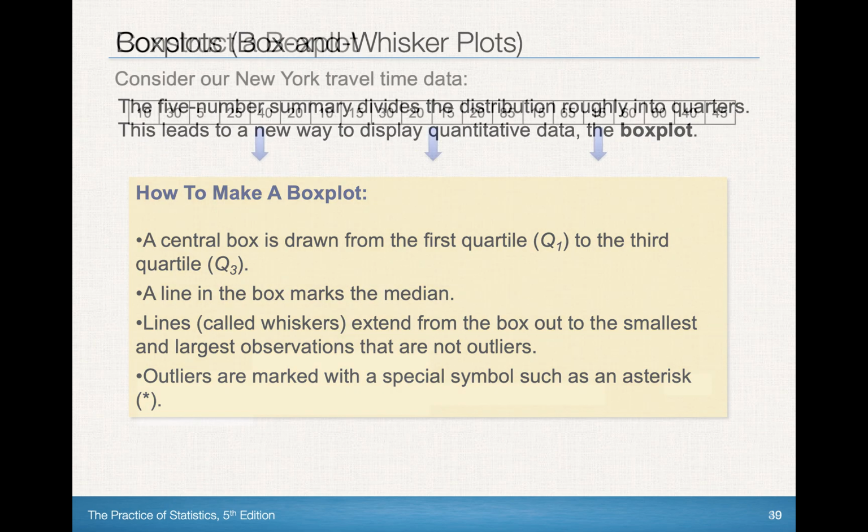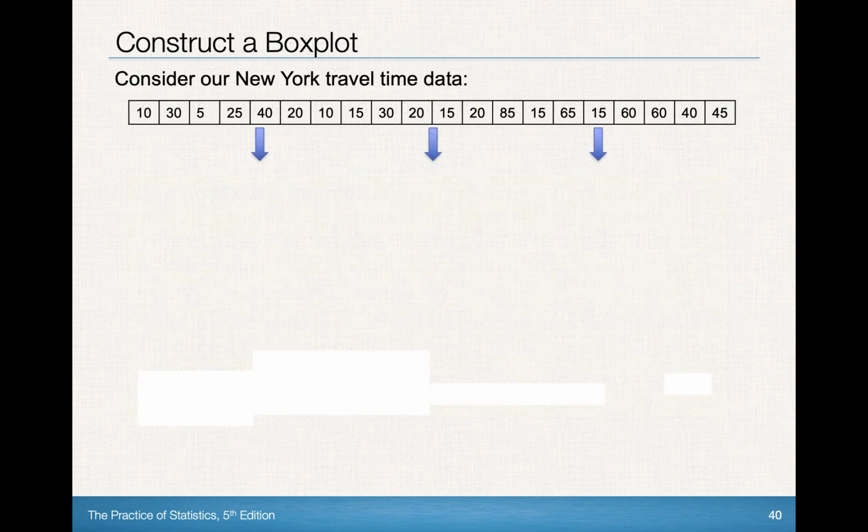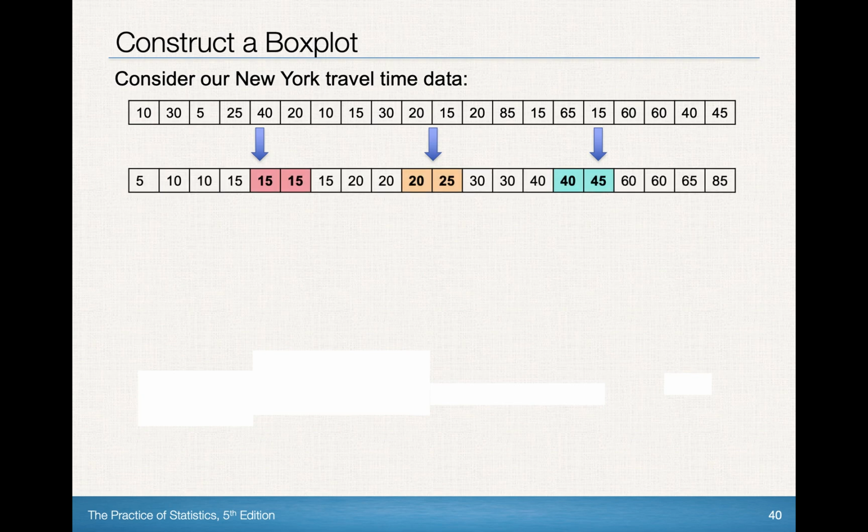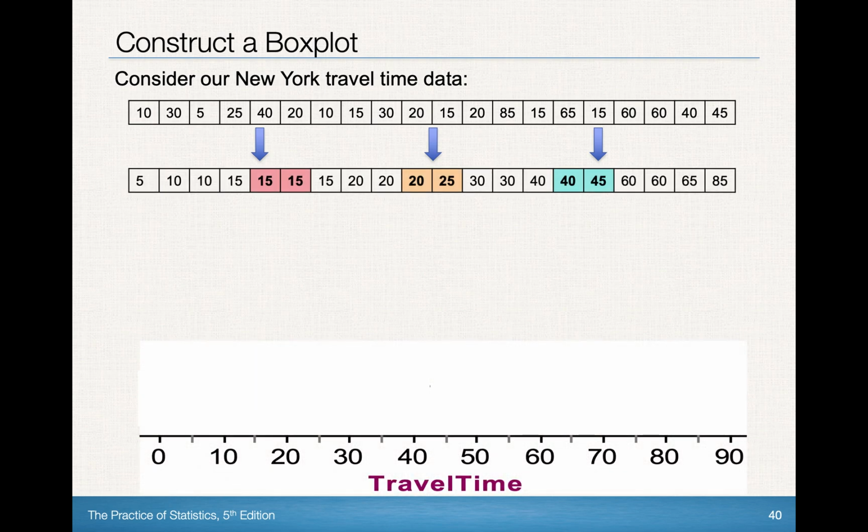Okay, so let's look at an example. So again, here's our New York data. We put it from least to greatest. We have our Q1, we have our Q3, we have our median. Okay, to make a box and whisker plot, we're going to draw an axis like you see, and it's given a title, travel time.